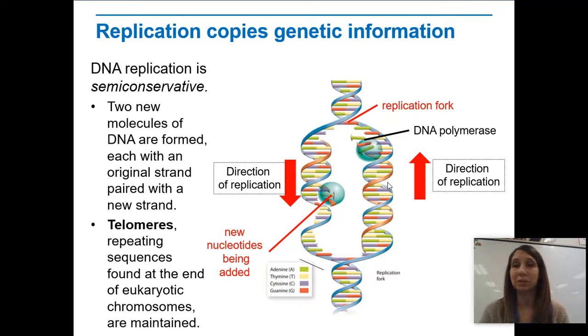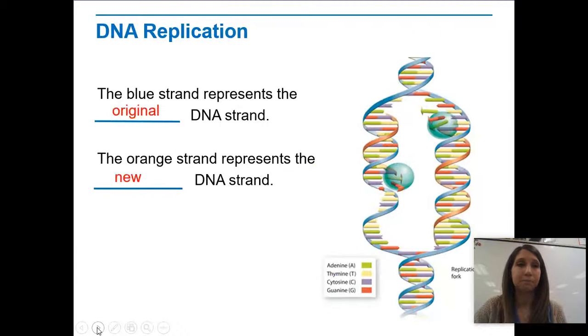And to help make sure that telomeres are maintained, we use an additional enzyme called telomerase. So telomerase enzymes are what are going to be functioning to help maintain telomeres at the end of chromosomes. And again, that's important to protect the genetic information that we find in those places, okay?